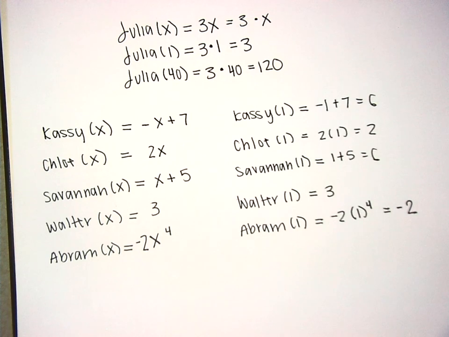Because if you just write it all out and then do PEMDAS, negative 1 to the 4th, and that's negative 1 and then negative 2 times negative 1. Negative 1 to the 4th, you're going to put it in parentheses, remember? So a negative 1 times a negative 1 is a positive 1. Times a negative 1 is negative 1. Times another negative 1 is a positive 1. And then 1 times negative 2 is negative 2. Okay, Abram.